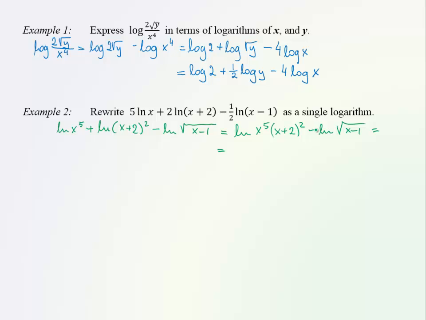Finally, this subtraction translates into a quotient. So to place it under one ln, we have the numerator x to the 5, x plus 2 squared, and denominator square root of x minus 1. And the question is done.